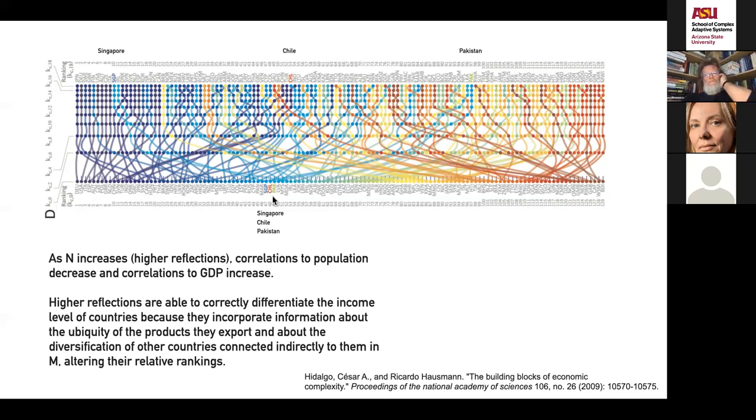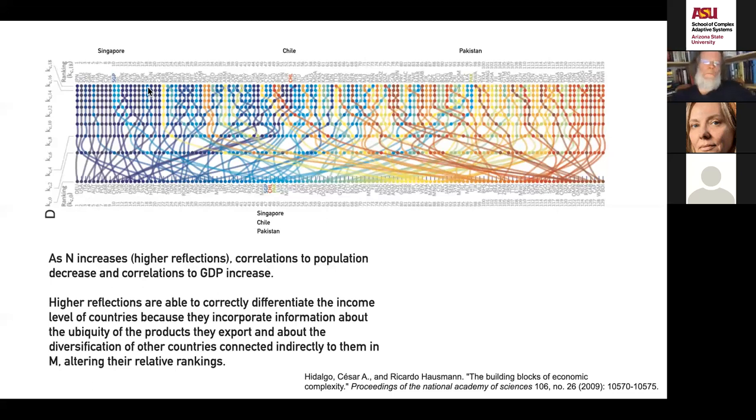So what you find is that Singapore, Chile, and Pakistan right here all have very similar values in diversity. Each of these is the ordered ranking, highest to lowest, of the reflection measures. It's not giving you the value, it's just giving you the ranking of the measure. And then on this side, you can see the re-ranking after the 18th reflection. So you can see that the reflections are starting to stabilize.